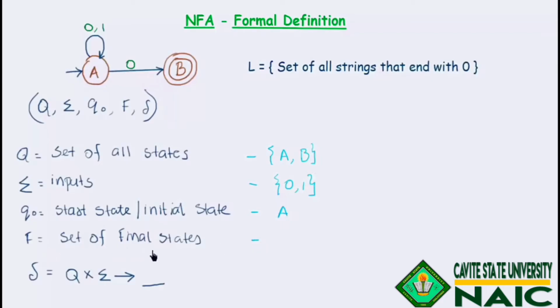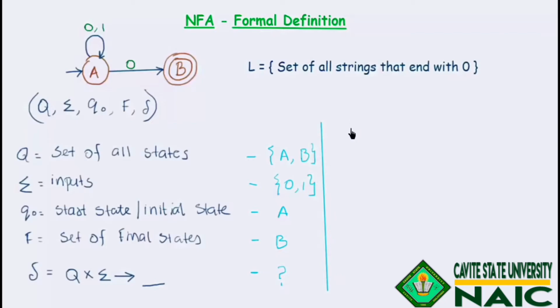Q0, which is also known as the initial state. And what is F? F is the set of final states. So here we only have one final state, that is B, represented by that double circle. Now, what is del? How do we find out what is del? This is what we are going to find out.